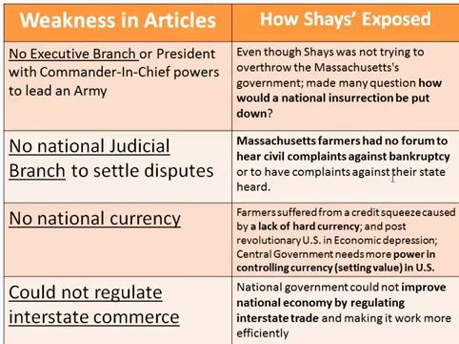It was too weak. And then there was no national judicial branch to settle disputes. Massachusetts farmers had no forum to hear their civil complaints against bankruptcy, or to have complaints against their state heard. And then there was no national currency. Each state created its own currency, set its own values or standards and measures, and farmers suffered from a credit squeeze during this bad economy. It's caused by a lack of hard currency, gold and silver.